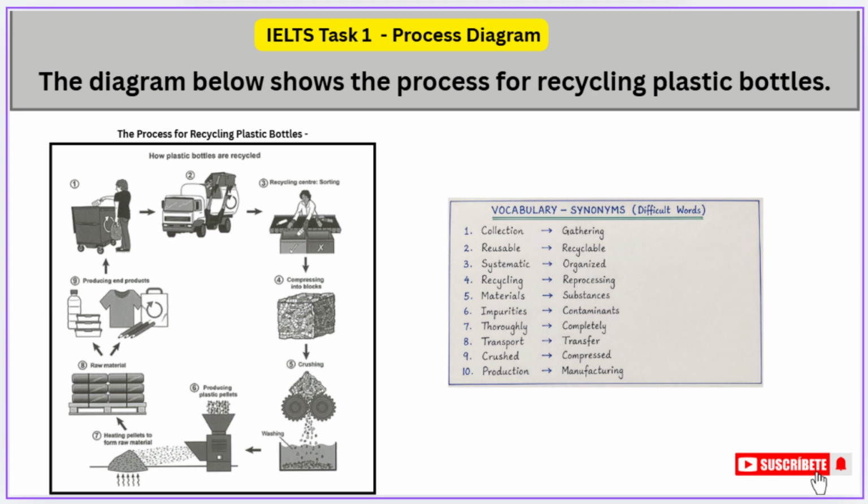Today, we are going to learn how to write an IELTS Writing Task 1 process diagram answer. The diagram explains the complete process of recycling plastic bottles, which is divided into several stages from beginning to end. In this question, you need to describe a process. A process diagram shows how something is made, recycled, or produced step by step. In this case, the process starts with collecting used plastic bottles and ends with creating new reusable products.